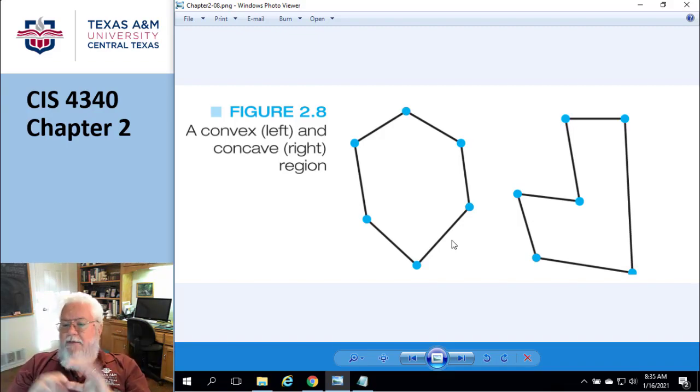So one of the techniques, there's only one. Can you kind of see, if you had nails in a board and I told you I want to put a rubber band around all the nails, isn't it fairly obvious there's only one answer? There's only one correct answer. So there's only one convex hull.